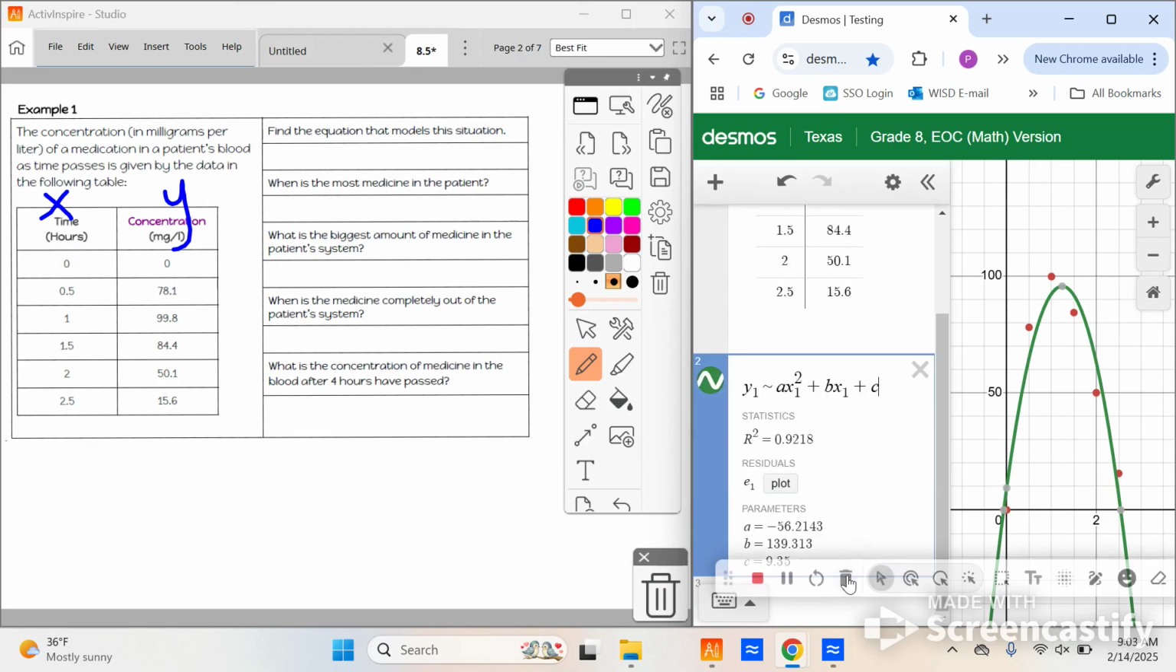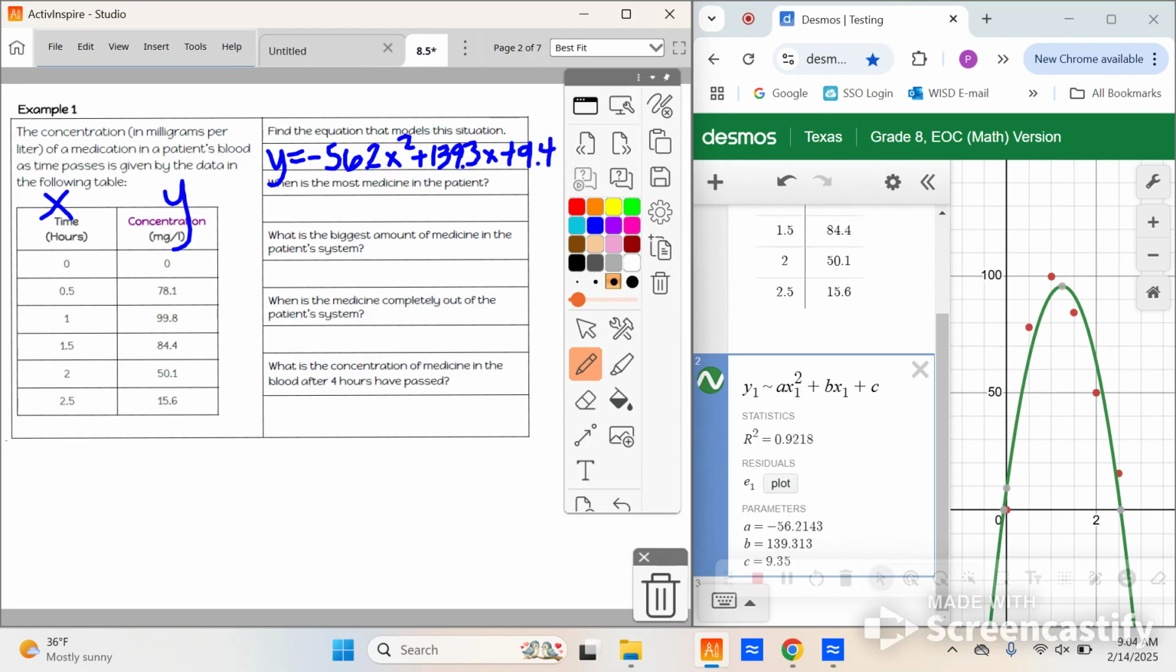So the equation is going to be a is negative 56.2143. Well, we're going to round. So I'm going to say y equals a, I'm just going to say negative 56.2x squared. B is 139.3, so plus 139.3x plus c, which is 9.35, I'll round to 9.4, plus 9.4.